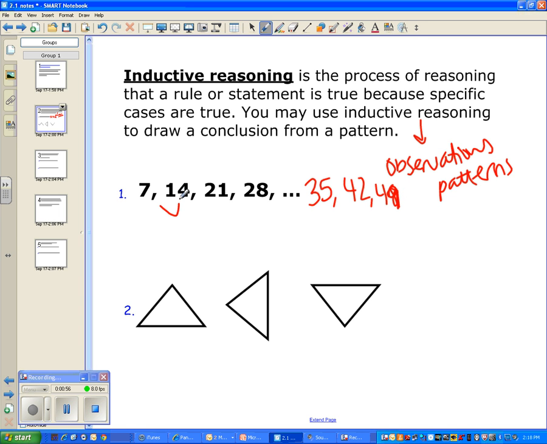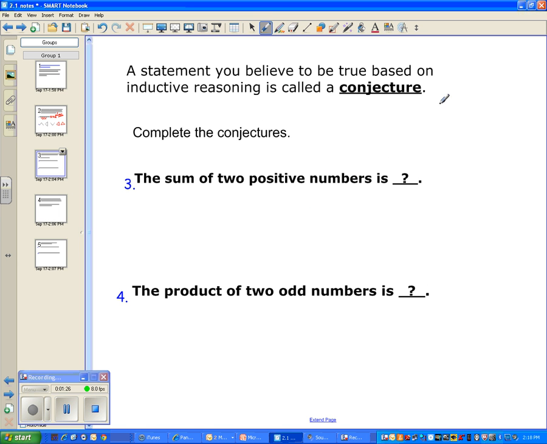Because then you notice that each one of them is going up by 7, or that these are multiples of 7. Looking at this list of the triangle, if you notice, it's being turned to the left each time. So the next triangle would look like this, and then it would go back to looking like this. So these are inductive reasonings, and you're using inductive reasoning because you notice the patterns. Now, when you make a conclusion, that's called a conjecture. A conjecture is a statement you believe to be true. I would definitely write this down. I use this word a lot.